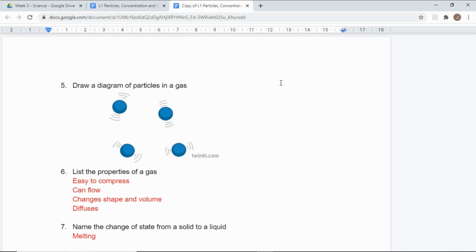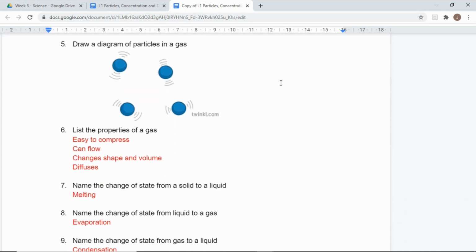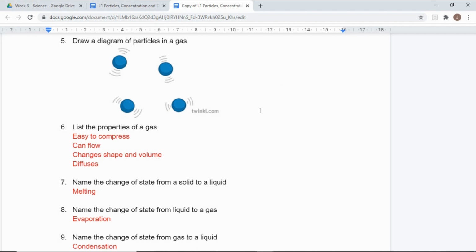Particles of a gas, they are well spaced out and they are randomly arranged. Because gas particles are far apart, they can be easily compressed and pushed closer together. They can flow because the particles can move, they're free to move. They can change the shape and the volume. A gas will take up the volume and the shape of its container, and they can diffuse, that means spread out.